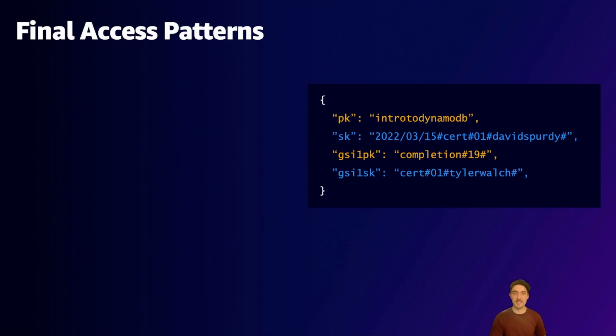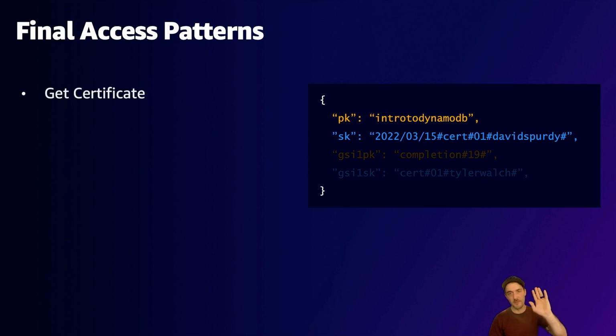So where does this get us? Let's go over just some final access patterns. That's pretty much it, if I remember right. Again, it's been a while since I went through this presentation, but we have get certificate. You have the certificate name, the issue date, and the student. So you just provide all of these. Your application will add cert and 01, so you don't necessarily need to provide that as a user, but if you are a user providing this, you just know those 3 pieces.